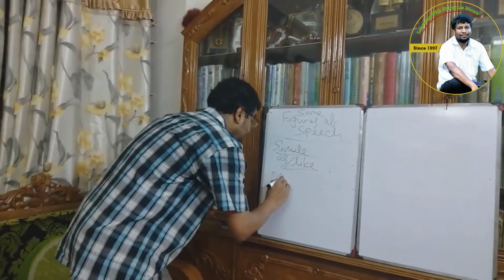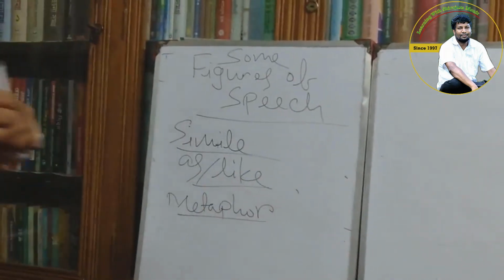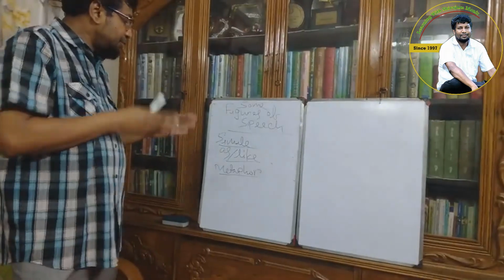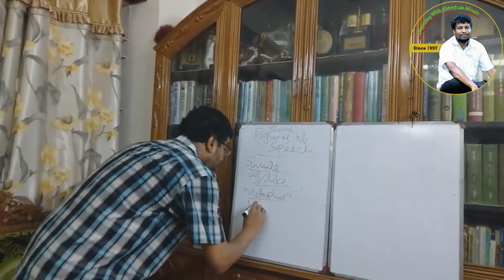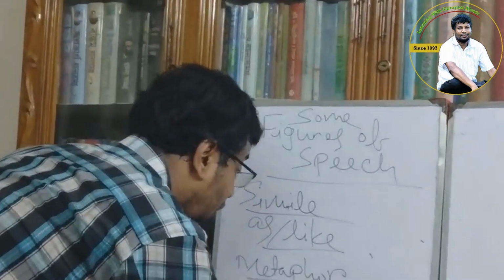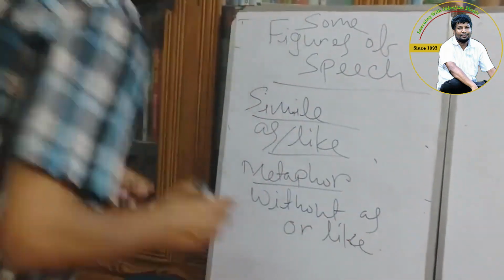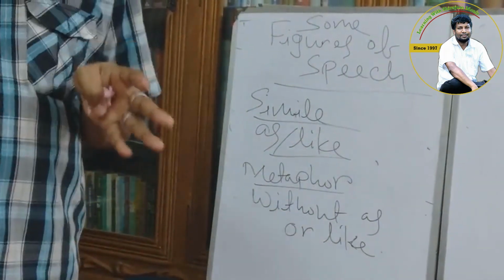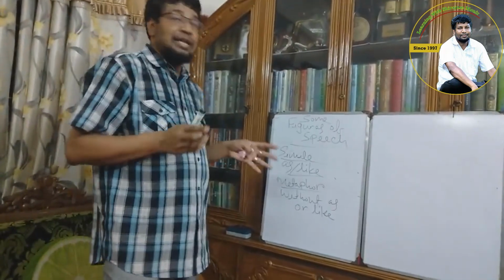The second one is metaphor. Metaphor is also a comparison, but there is a difference between simile and metaphor. In metaphor, there will be no use of as or like. Without as or like, there will be a comparison. And if you find the comparison without the use of as or like, that is metaphor.